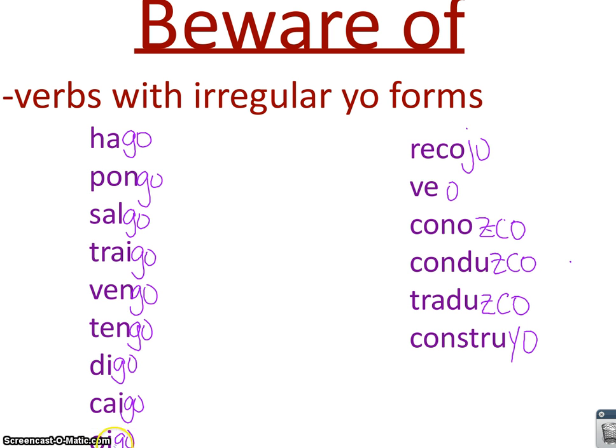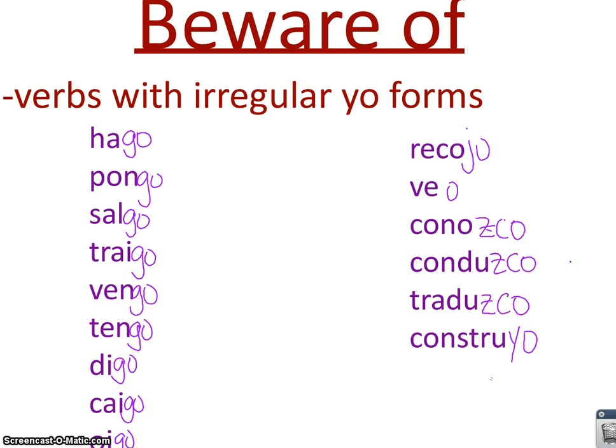It's oigo, O-I-G-O. But in the left-hand column, I have all of our go verbs that we already know, or most of them. And then on this side, I have other yo verbs that are irregular: recojo from recoger, veo from ver, conozco from conocer, conduzco from conducir, which means to drive, traduzco from traducir, which means to translate, and construyo from construir, which means to construct. So these are all ones that you should be familiar with, but not limited to these. Go ahead and press pause.